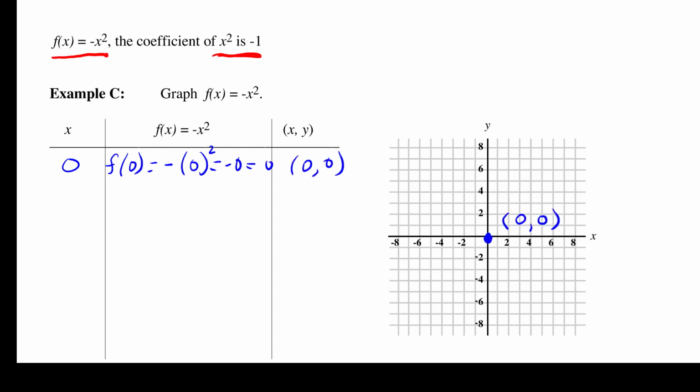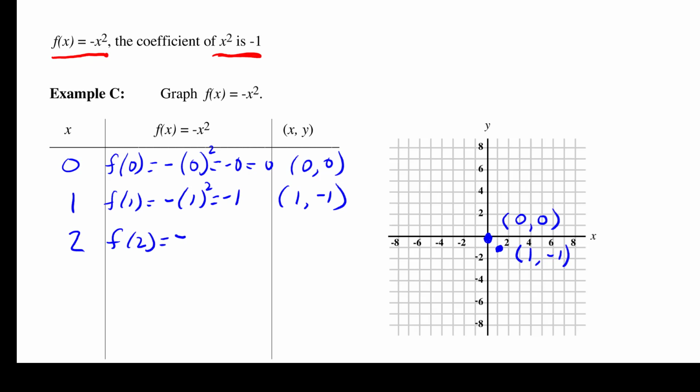But with 1, notice when we put 1 into the function, we're negating 1 squared. That gives us the negation of 1, or negative 1. And that point is actually below the x-axis. When we put 2 in, again, we're going to be negating 2 squared. So it's negative 4, another point below the x-axis. And I think you can see how the graph is going. Putting in 3, we're getting the negative of 3 squared, negative 9.